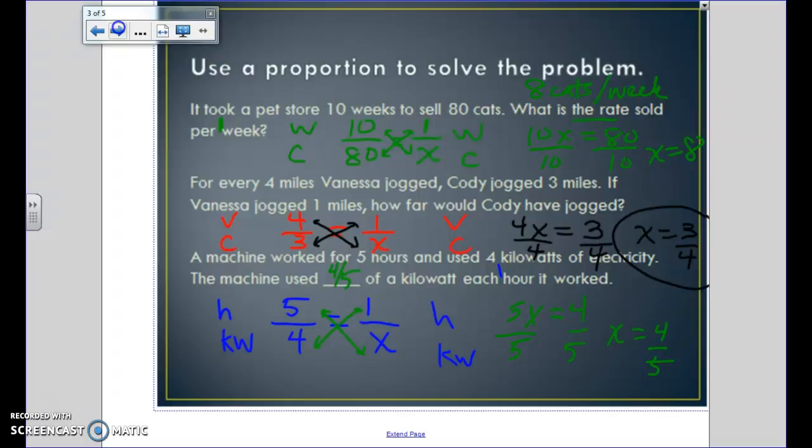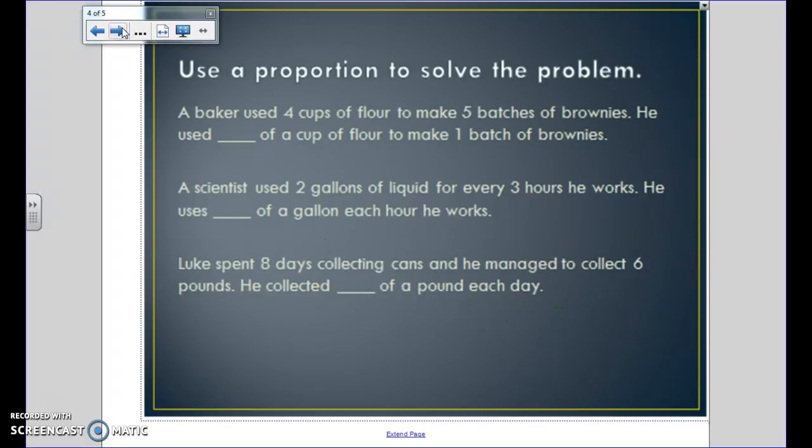All right, so we're using proportions to solve these rate problems. In this case, it says a baker used 4 cups of flour to make 5 batches of brownies. Okay, well, let's compare flour to brownies. 4 cups of flour for every 5 batches of brownies. But we also need to compare it the same way on the other side, flour to brownies, if it really is equivalent. On the other side, it says he used blank of a cup of flour. Well, we don't know how much flour he used for 1 batch of brownies.